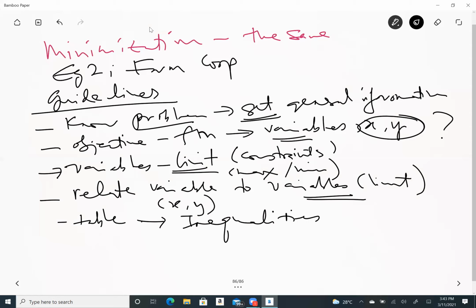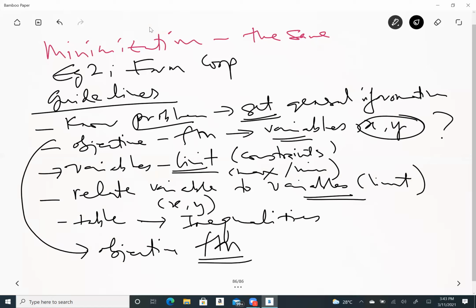You get the inequalities, which are the constraints. And of course, from the objective, I will get the objective function. Okay, so that is the general guideline on how to formulate the problem. One of the most important parts is to come up with the objective function and then to be able to get the inequalities. Okay, any question?